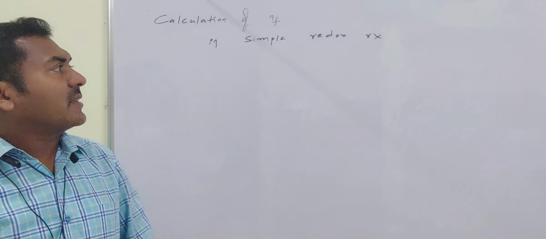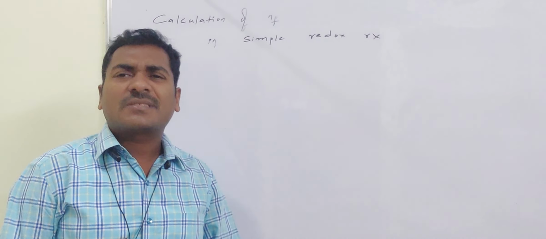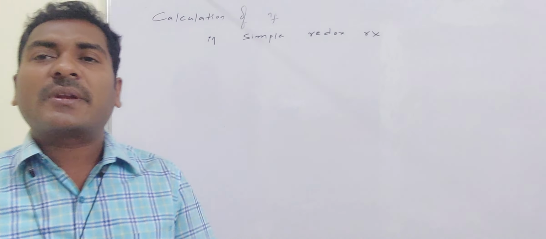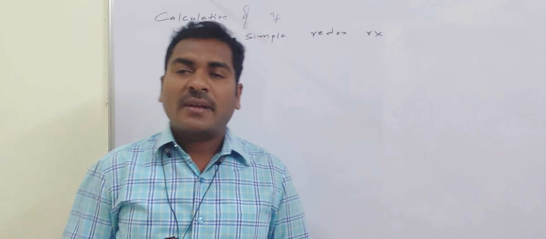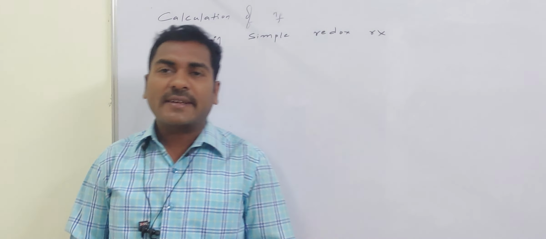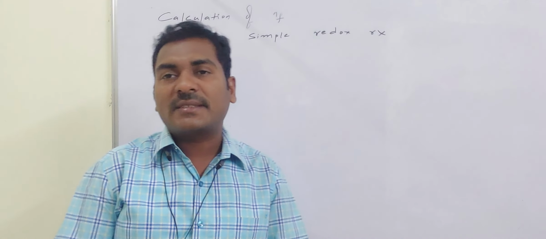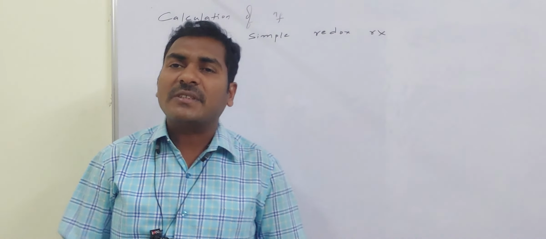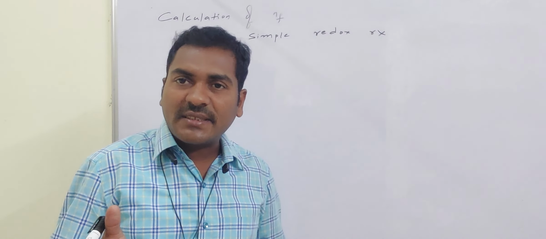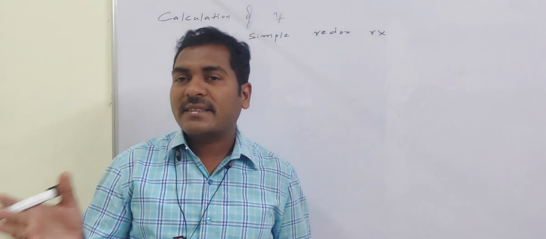Calculation of n factor in simple redox reactions. Simple redox reactions are those reactions in which one component undergoes oxidation and another component undergoes reduction. Whichever undergoes oxidation is known as the reducing agent, and whichever undergoes reduction is known as the oxidizing agent. The reducing agent is different and the oxidizing agent is different.